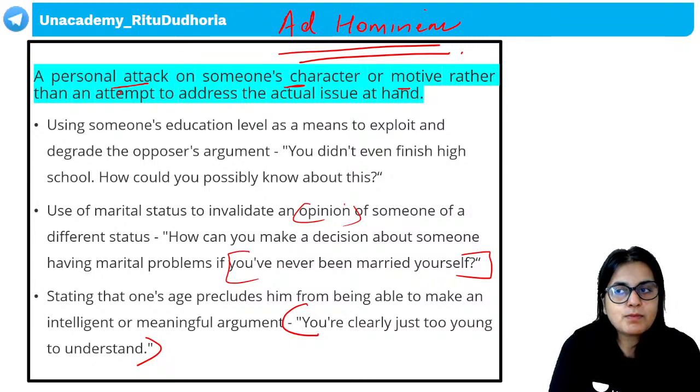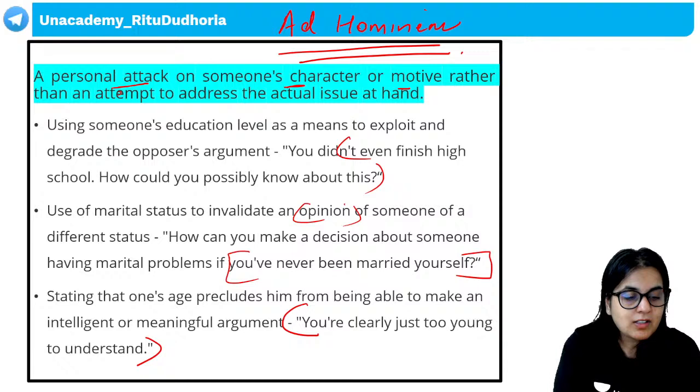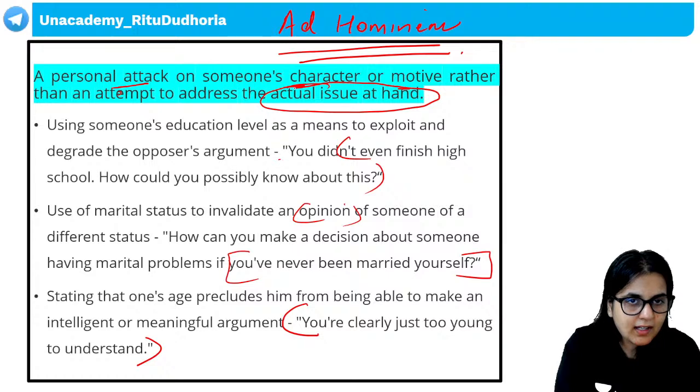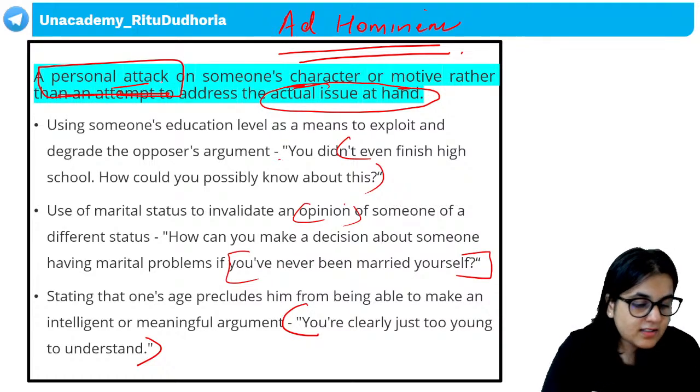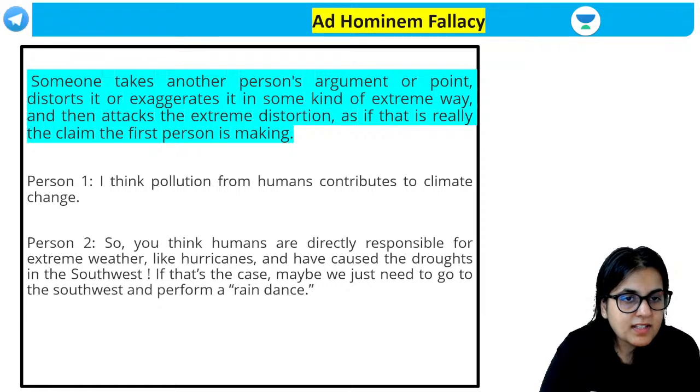You try to give your opinion about something educational and then someone says, "अरे तुमको क्या पता, तुम तो स्कूल ही नहीं गए, तुमको क्या पता तुम तो 10वीं पास हो." So instead of addressing the actual issue at hand, you're making a personal attack. That is ad hominem fallacy. Got it? Did all of you understand this?